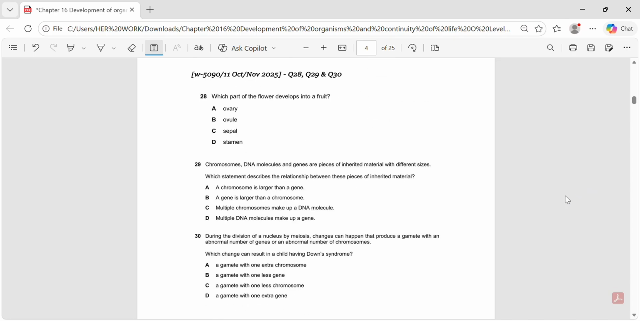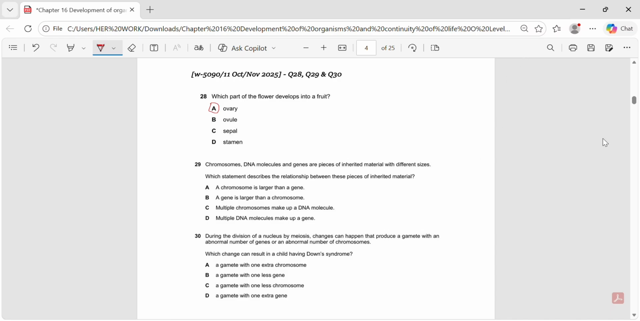Now we move on to the MCQs. The first one says, which part of the flower develops into a fruit? Now, this question is checking our understanding of flower structure. After fertilization, the ovary of the flower develops into the fruit, while the ovules inside it become seeds. So, the correct answer is A. Ovary is the correct answer here.